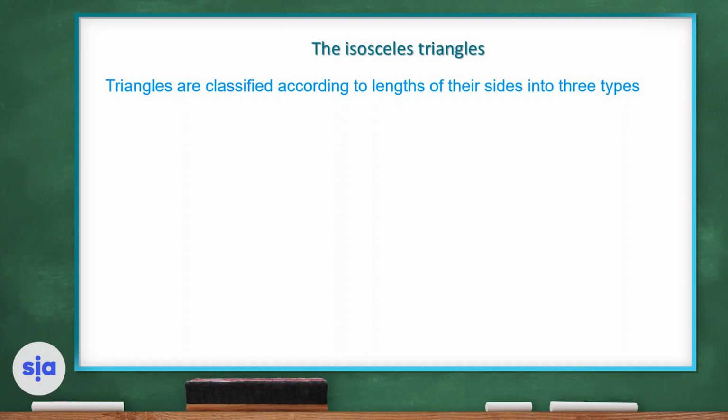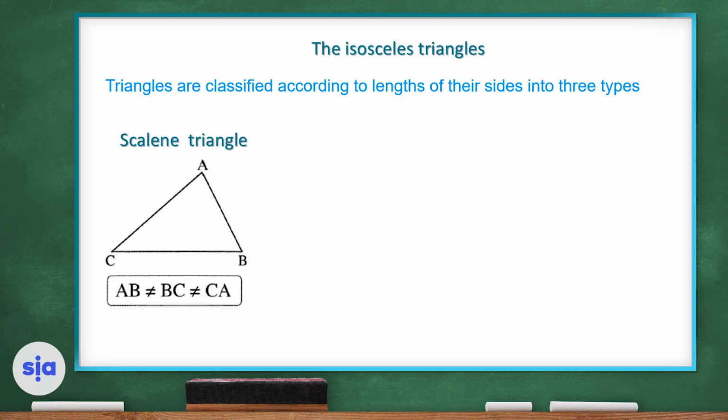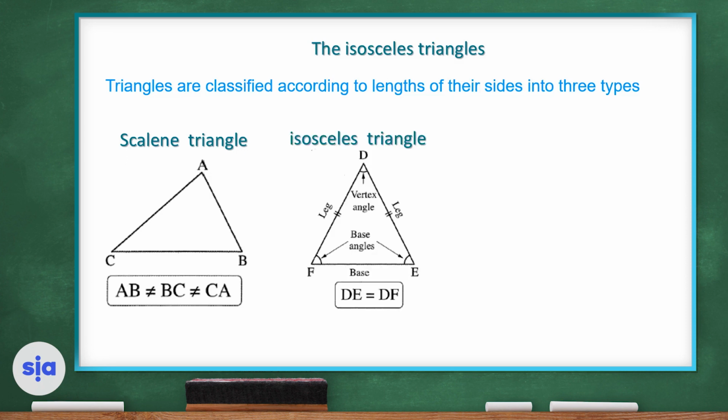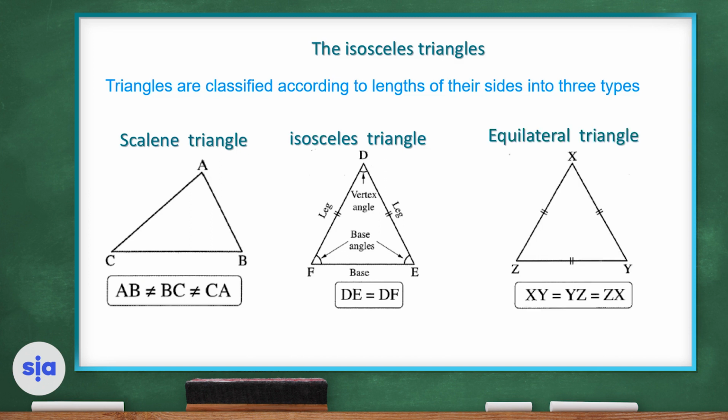Today we'll be talking about isosceles triangles. Triangles are classified according to the length of their sides into three types. The first type, that has no sides equal to each other, we call the scalene triangle. If you have two sides equal and the third is not equal, we call it the isosceles triangle. If the three sides are equal to each other, we call it an equilateral triangle.